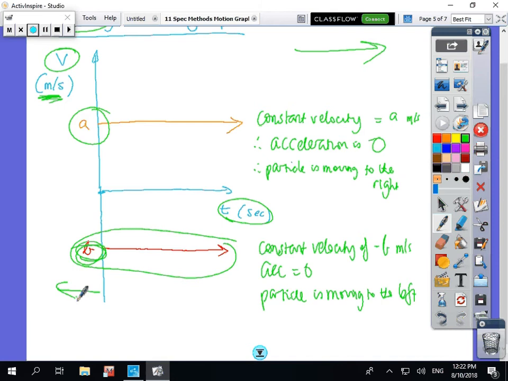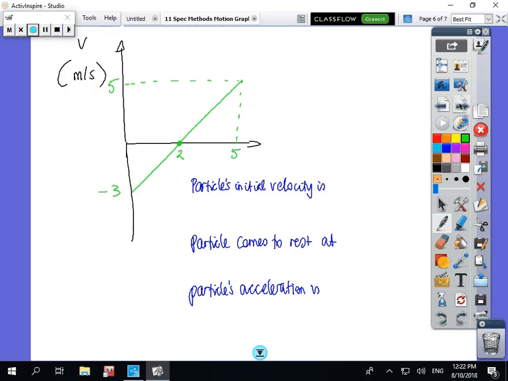Okay, these numbers A and B could both be the same number, and so the speed is 60 meters per second, but one is moving one way and one is moving the other. Okay, copy that and come across.